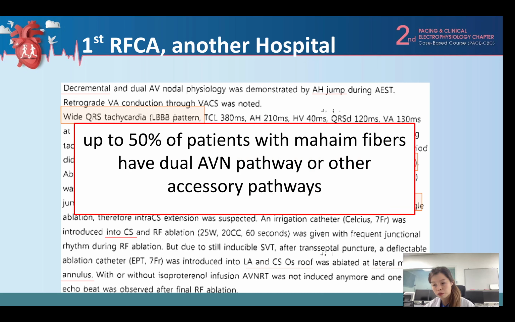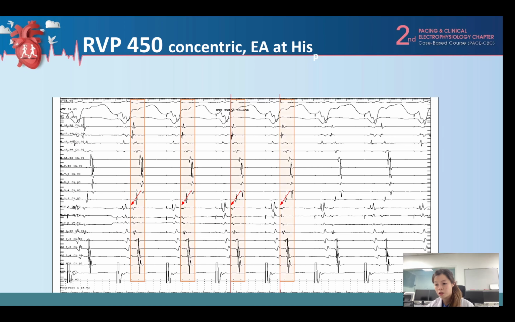It is also reported that up to 50% of patients with Mahaim fibers have dual AV nodal property or other accessory pathways. Therefore, it is important to recognize the decremental accessory pathway property and differentiate it from decremental AV nodal property. Back to our case. After incremental A pacing, we proceed with V pacing. Ventricular pacing showed a retrograde concentric conduction consistent with Mahaim fiber, which could only conduct antegradely.